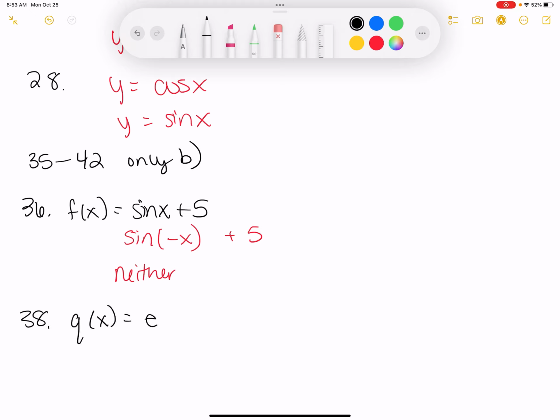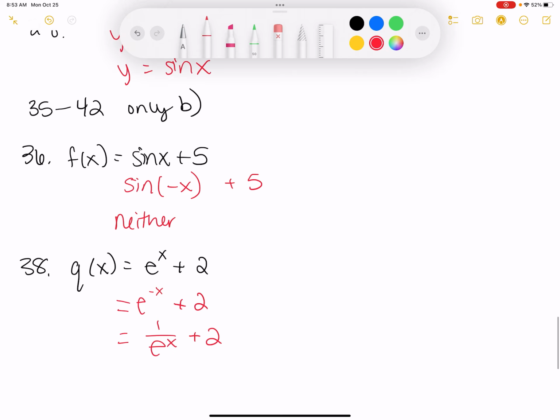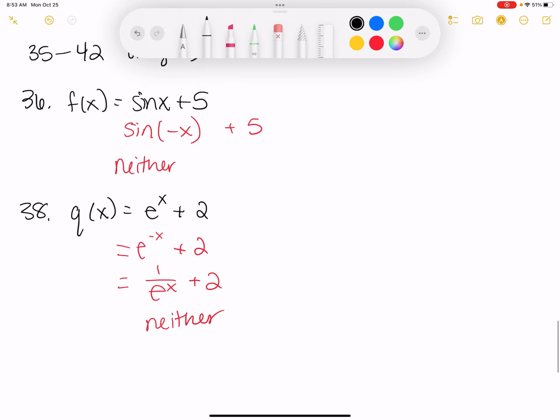Q of x is equal to e to the x plus 2. So if you plug in negative x, e to the negative x plus 2 is equal to 1 over e to the x plus 2, which didn't change both pieces, so it's neither. This is the thing that we did yesterday. You just change the x to negative, always. And if it comes out the same, that's even. Okay, got it. This is the only thing I really understand, so at least I can get places.